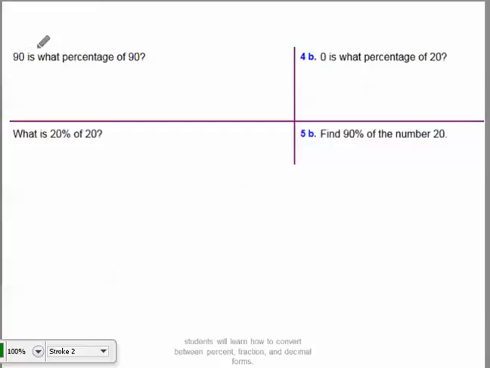This one says 90 is what percentage of 90? 90 of 90, that means it's going to be 100%. How did I get that? Well, I put the whole number on bottom, 90. I take what I'm trying to find the percentage of on top, 90. 90 is what percent of 90? 90 divided by 90 equals 1. 2 decimal places, 100%.